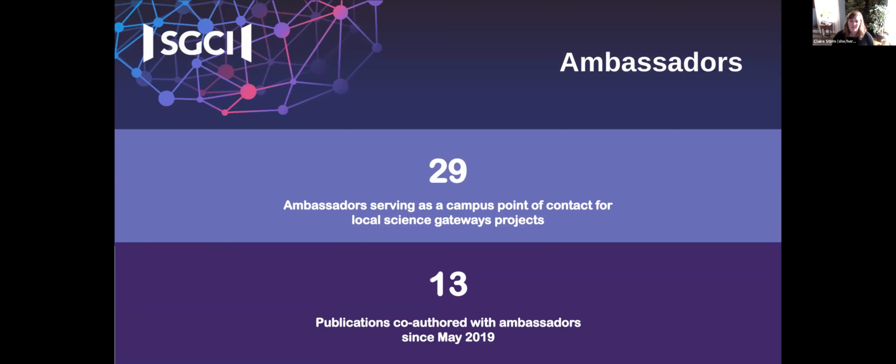This pulls us into a space of about 29 active ambassadors at the moment, and some of them are coming from only a science background, and additionally we have others that are very tech savvy, so they are able to make recommendations on what existing platforms the potential researcher could explore if they're trying to build a new science gateway. We've also had this community pull together 13 publications since May 2019, when we really started tracking the activity of this ambassador program.